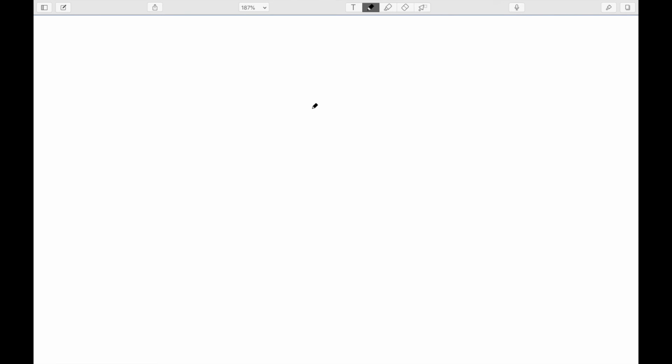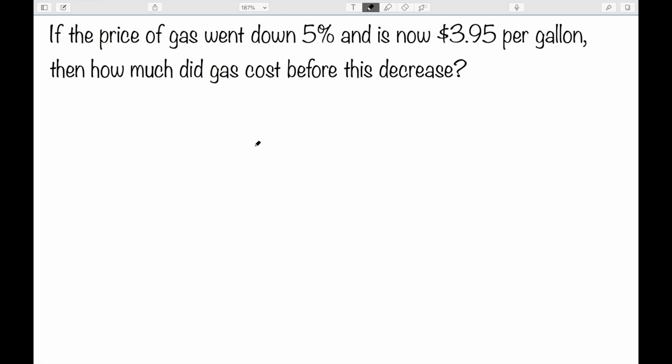We can do something similar for percent decrease problems as well. If the price of gas went down 5% and is now $3.95 per gallon, then how much did gas cost before this decrease? Well, if it went down 5%, then it still costs 95% of the original cost. So $3.95 is 95%.